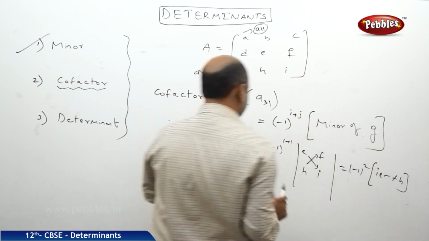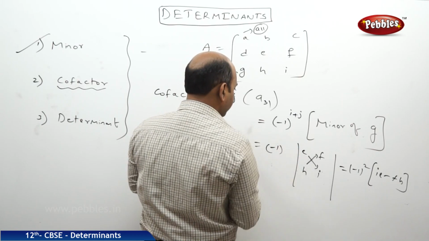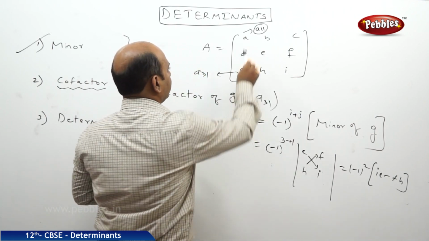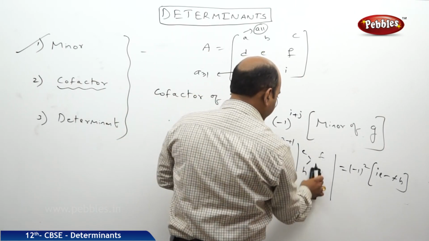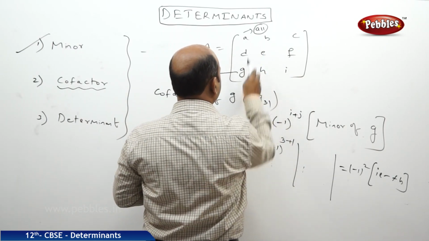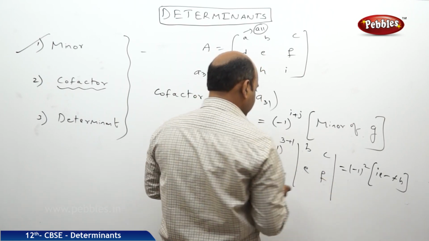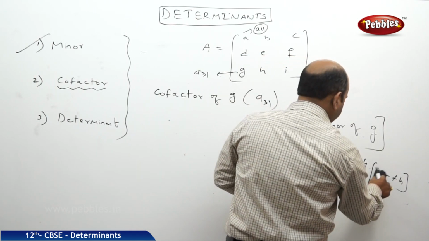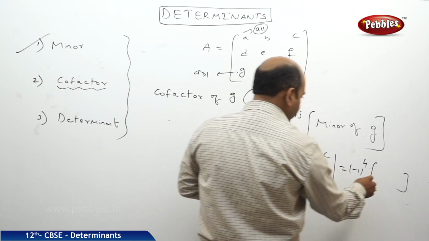Minor of G. Here i means what? 3 and 1. That means in place of i I need to substitute 3 and in place of j I need to substitute 1, into its minor. Into its minor means we need to delete this corresponding row and this corresponding column. What do we get after deleting them? We get B, C, E, F. That means this becomes minus 1 whole power 4, and here the determinant definition once again: BF minus CE.